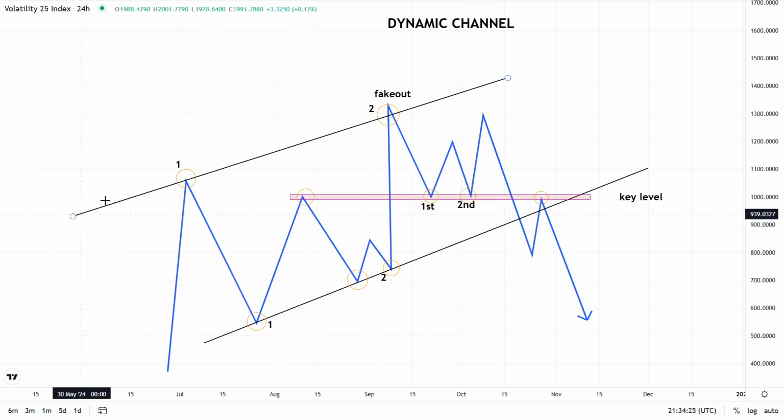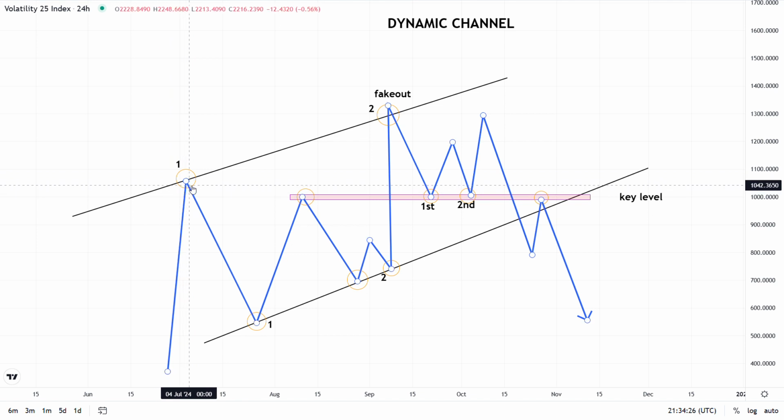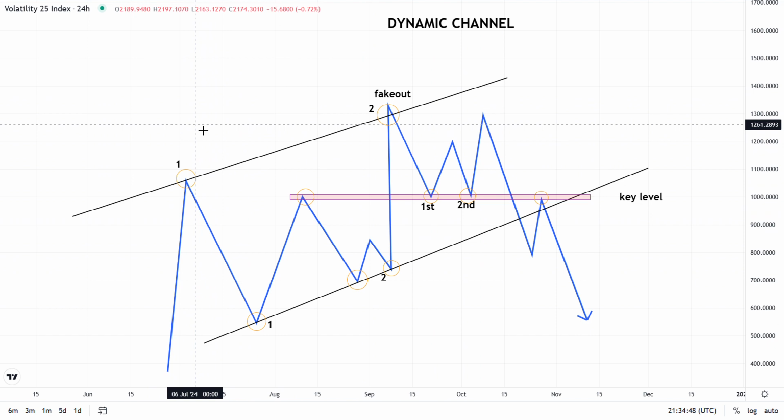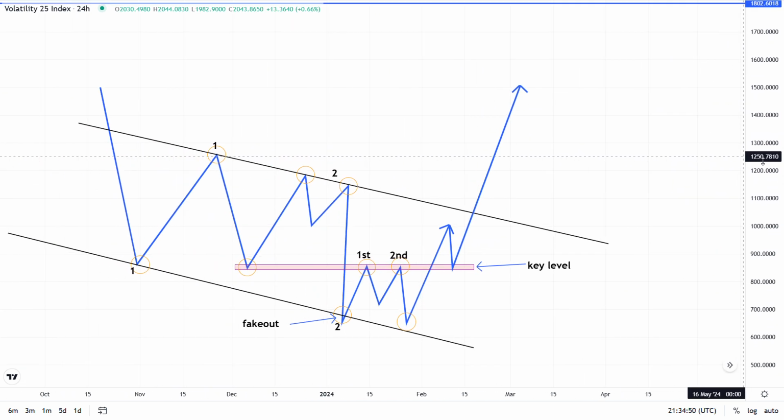So remember, I told you guys that you need just four touches. You need one, two, one, two for you to get a breakout. You're going to be getting a breakout after you confirm these four touches on the trend line. And for an up movement, you want to focus on the upside. Then for a downward movement, you want to focus on the downside.